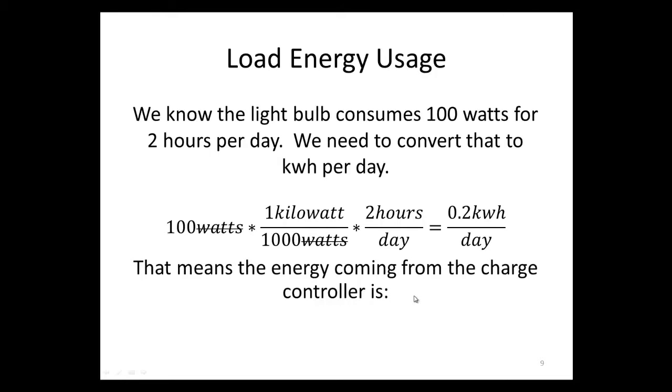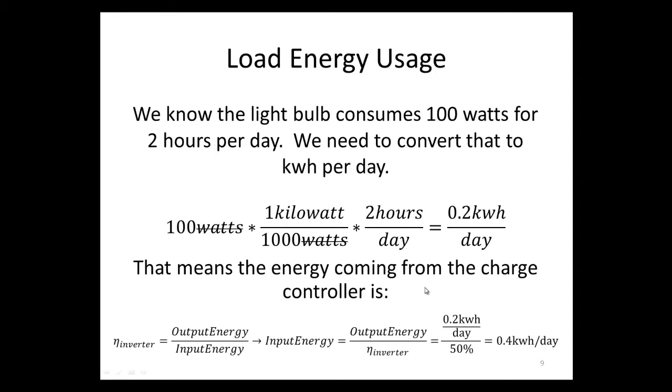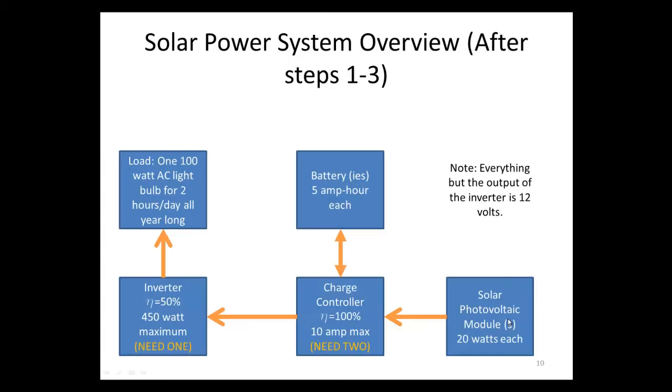So that means that the energy coming from the charge controller is, again, we use that same equation we used before, except now we're going to use output energy and input energy instead of powers. We do the same equation because we can use efficiency with energy or power. And we find that we need 0.4 kilowatt hours per day coming out of the charge controller.